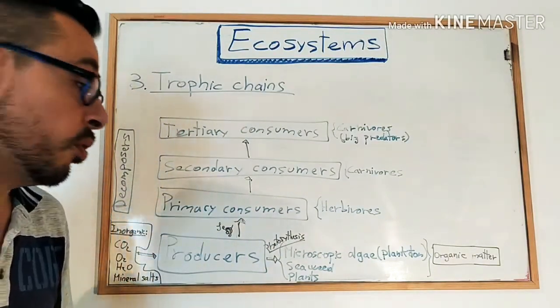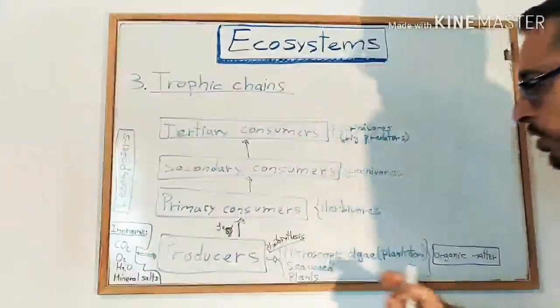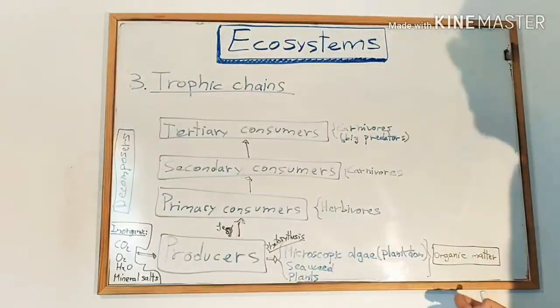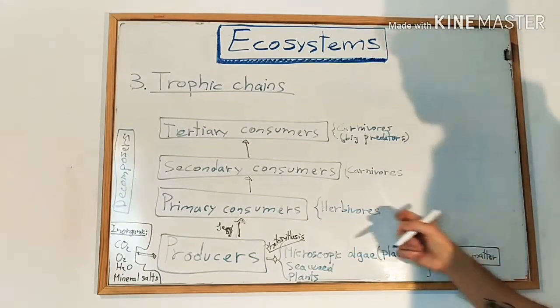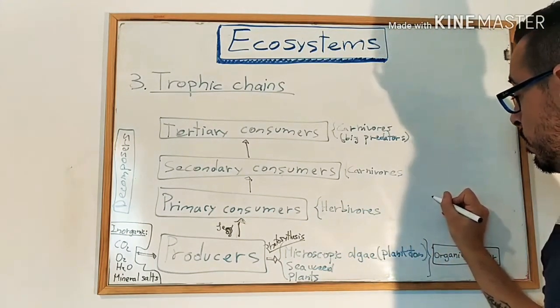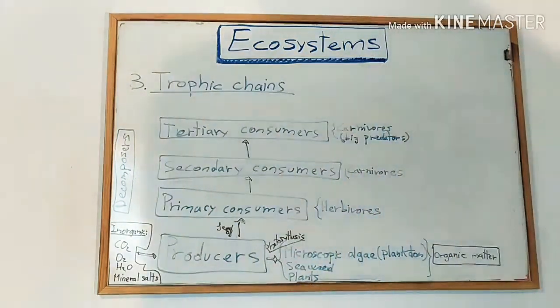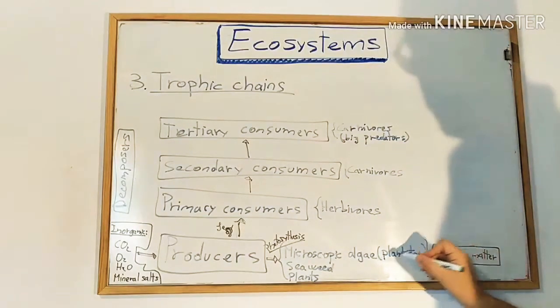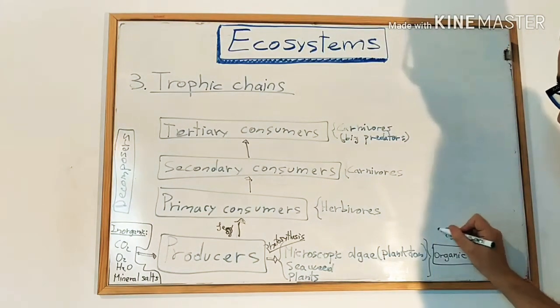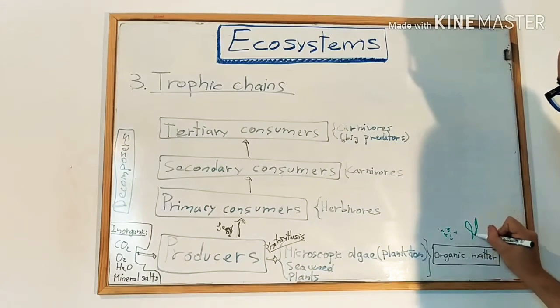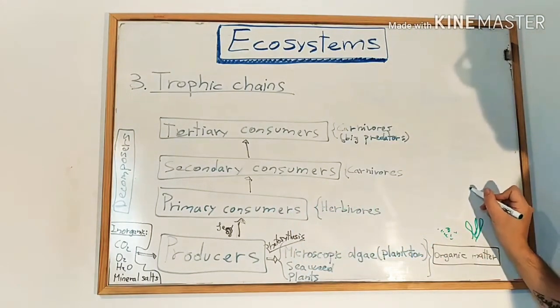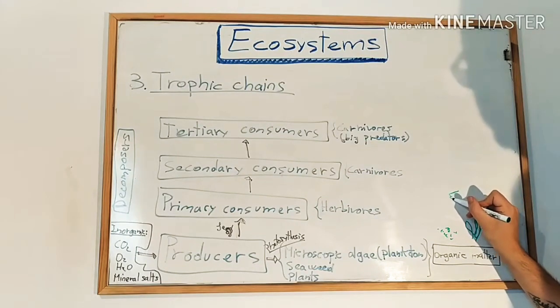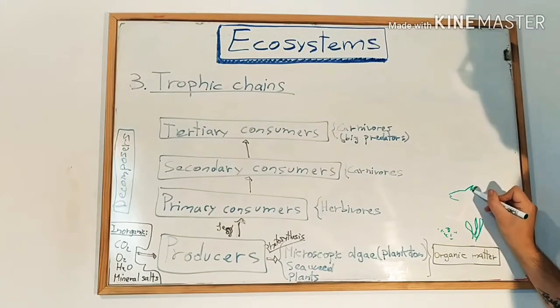I'm going to put some examples. Producers, the microscopic algae or plankton, or the seaweed. Primary consumers, these are herbivores, some fishes. I'm going to write the examples in another color, here, green. These ones are the phytoplankton, the algae. And here we have the primary consumers, which are feces.